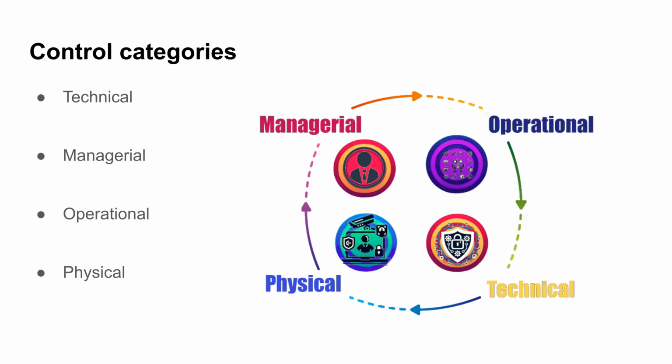By exploring these categories in detail, you'll gain a clearer understanding of how they work together to create a robust security framework. Let's begin by taking a closer look at each type of control and how they contribute to protecting our assets and infrastructure.